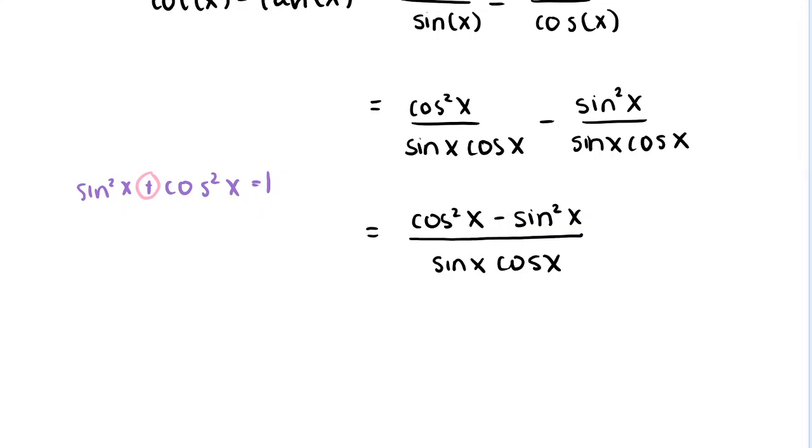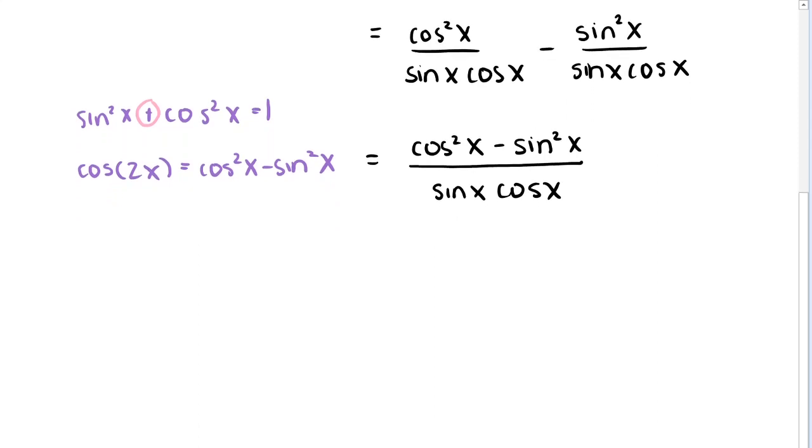But what does include cosine squared of x minus sine squared of x? Well, that's the double angle identity for cosine, right? Cosine of 2x, one of the double angle identities, is cosine squared of x minus sine squared of x. And so here I can replace cosine squared of x minus sine squared of x with cosine of 2x. So this is cosine of 2x over sine of x times cosine of x.